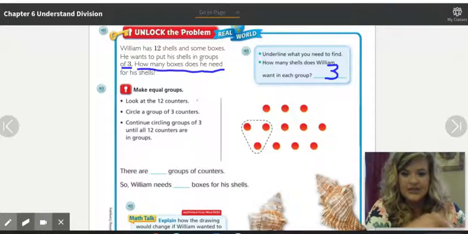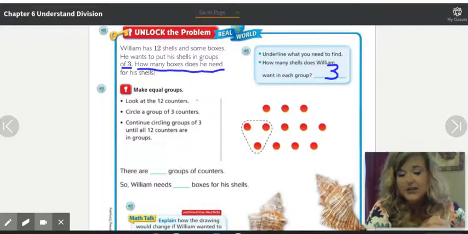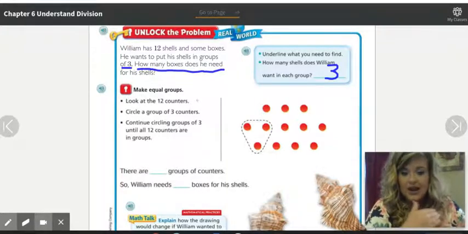So let's look at those bullets. It says, look at these 12 counters. So what they did was they drew out our 12 seashells for us, okay? Thank goodness. And then it says, circle a group of 3 counters. Why are we circling 3 counters? Sometimes you can follow these steps because it's step by step and you have no idea why we're doing it. You're just doing what the directions tell you to do, which is good to follow directions. But if you don't know why you're applying this, then it's not going to help you very much. So you need to know, why are we circling 3 counters at a time? Because he is only going to put these in groups of 3. So each box will only hold 3.